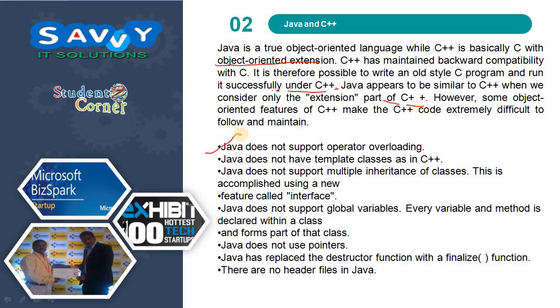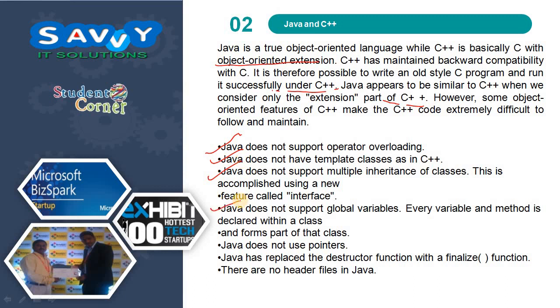However, some object-oriented features of C++ make the C++ code extremely difficult to follow and maintain. Java does not support operator overloading. One thing I note is that the things not supported in Java with respect to C are applicable here too. In addition to that, Java does not support operator overloading. Java does not have template classes as in C++. Java does not support multiple inheritance of classes. This is accomplished using a new feature called interface.